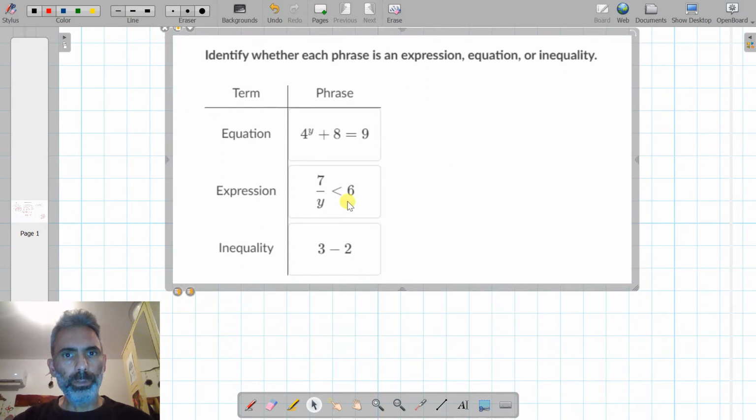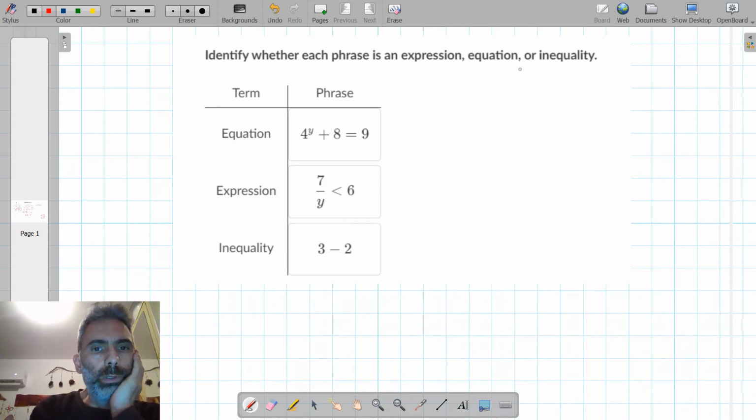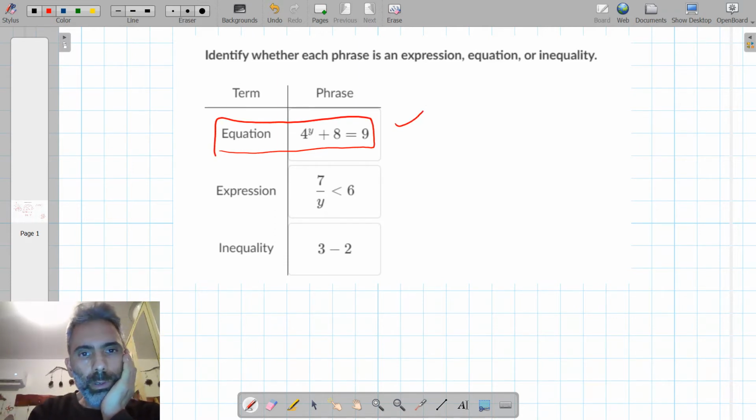Identify whether each phrase is an expression, equation, or inequality. So this happens to be an equation. This is true because we have 4 to the power of y plus 8 equals 9. So we have two sides, the equal sign, and the left hand side, and it's supposed to be equal to the right hand side.